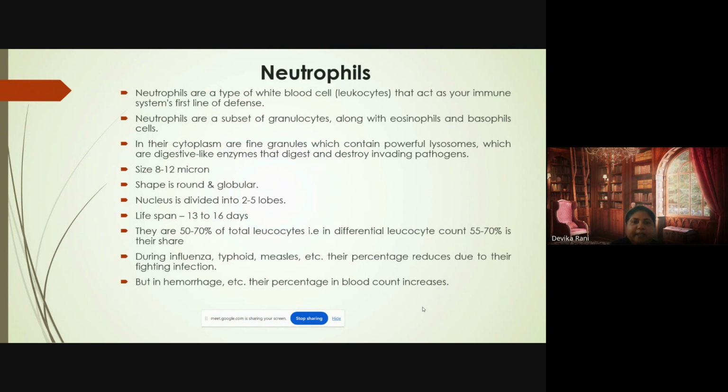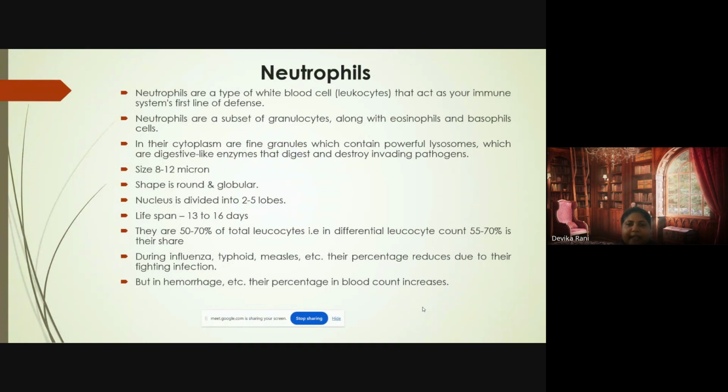Their size is around 8 to 12 micron. Shape is round and globular. Their nucleus is mostly divided into normally 2 to 5 lobes, and their lifespan is around 13 to 16 days. They are the most numerous of the total leukocytes. In the differential leukocyte count, 55 to 70% is their share out of total leukocytes.